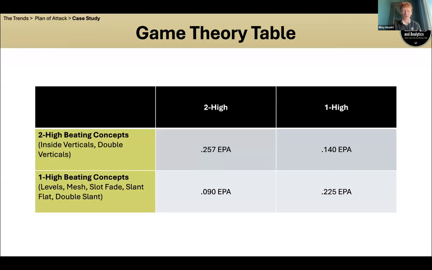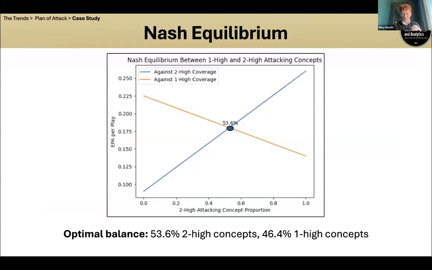Now, this table here shows how two high beating concepts and one high beating concepts did against two high coverage and one high coverage, with each doing better against the coverage they're designed to beat. Now, this chart right here, which is based on that table I just showed you, is going to be the key to unlocking that optimal balance for our passing offense.